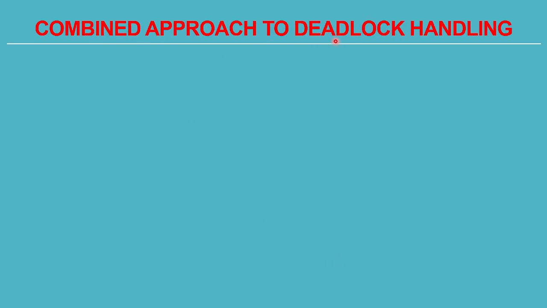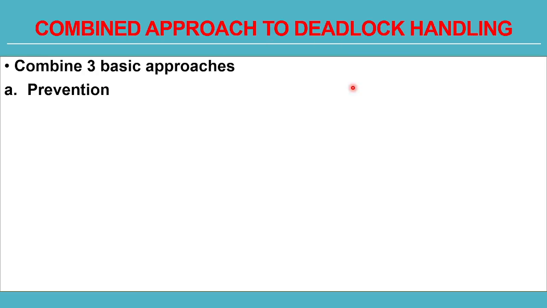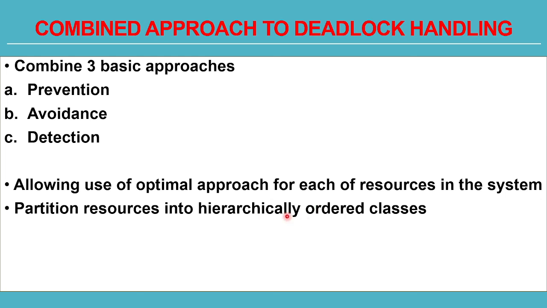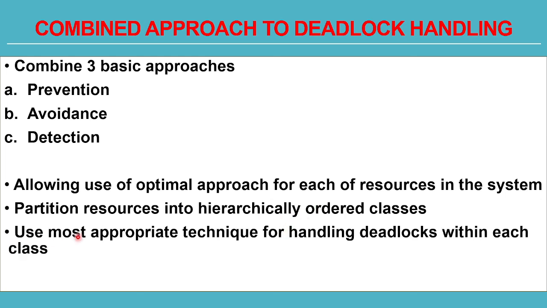Now the combined approach for deadlock handling has three parts: prevention, avoidance and detection. You can combine all these three things to handle the deadlock properly. You can use deadlock prevention, deadlock avoidance and deadlock detection together. Allow use of the optimal approach for each of the resources in the system. Partition the resources into hierarchically ordered classes and also use the most appropriate technique for handling deadlock within each class. So this is the combined approach to handle the deadlock.